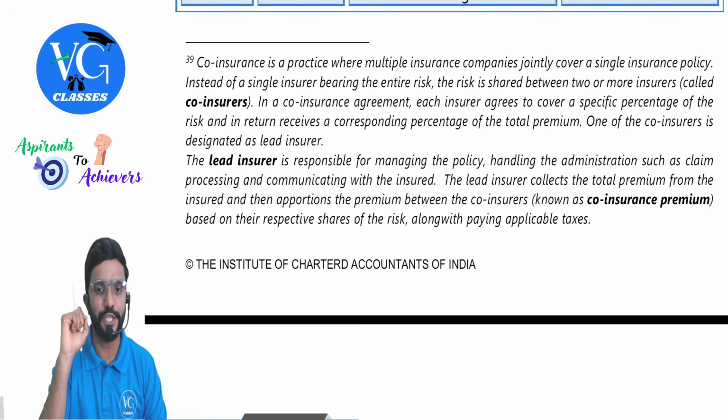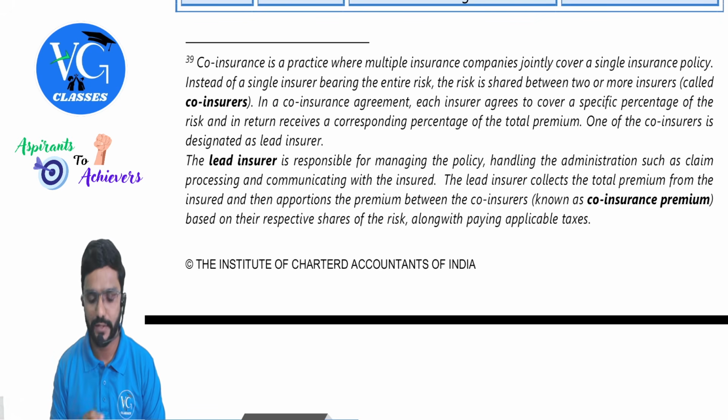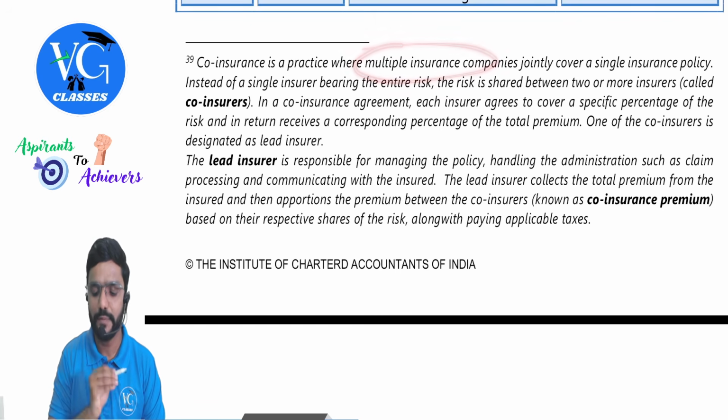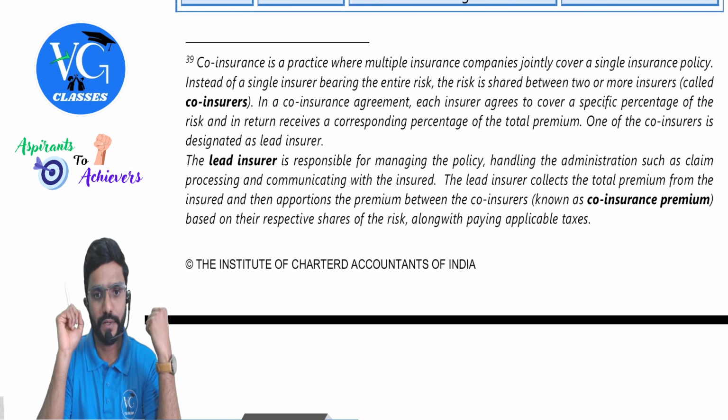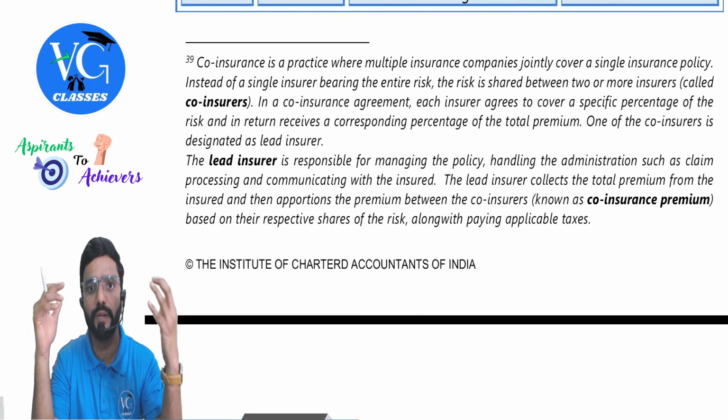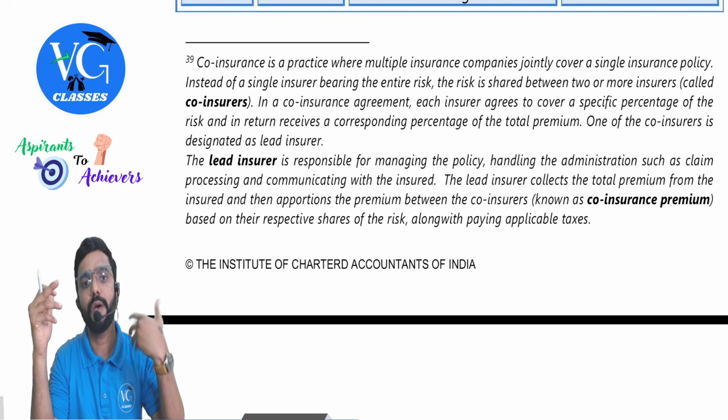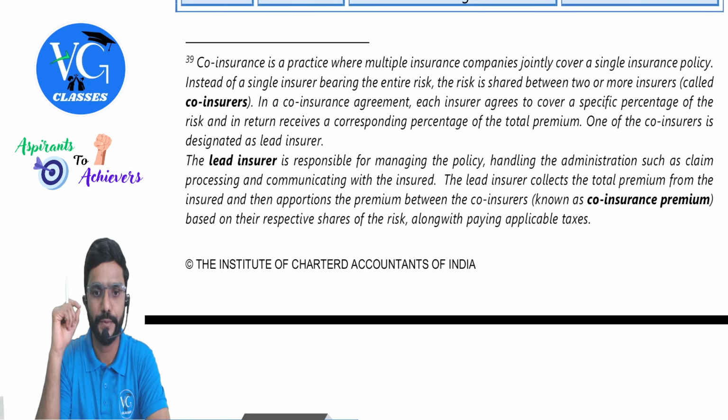Instead of a single insurer bearing the entire risk, the risk is shared between whom? Two or more insurers. That is why they are using the word multiple insurance company in the first line, called co-insurers. So that insurance company, whoever is accepting the risk, we will call them co-insurers.